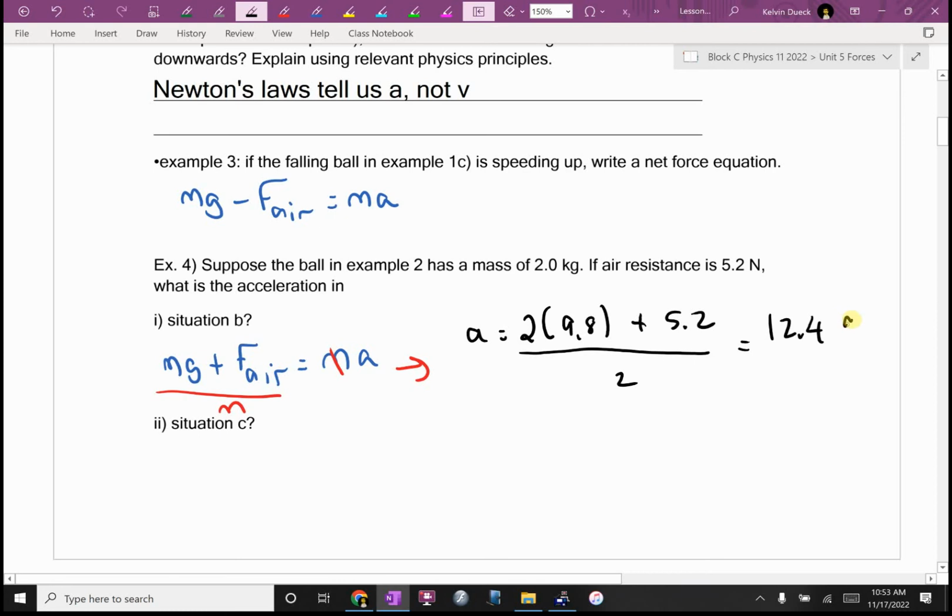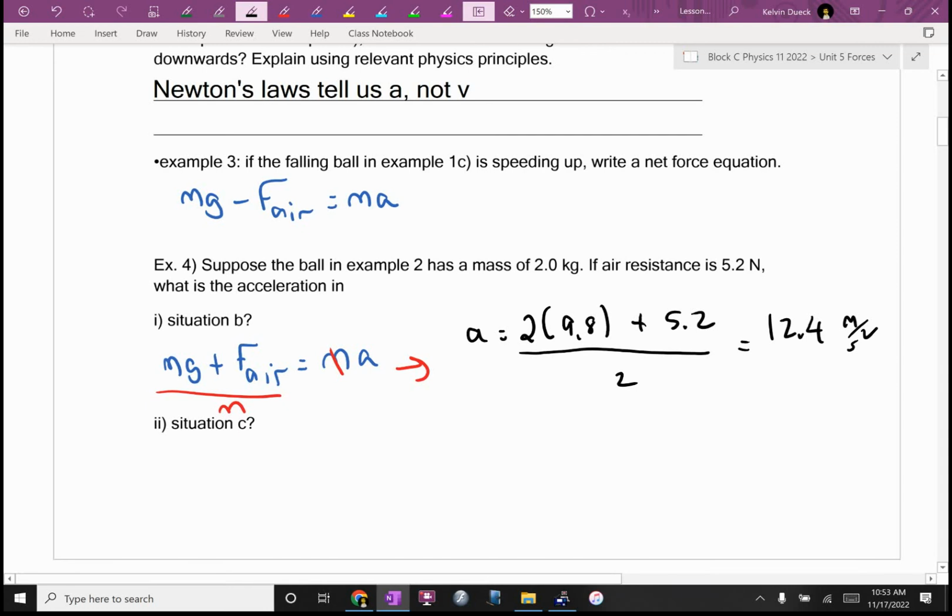Meters per second squared. Mr. Dewick, how can the acceleration be bigger than gravity? Look at the picture. Two things are slowing it down: gravity at 9.8 and air resistance. You know what? I could have predicted that the magnitude was going to be bigger than 9.8, because now two things are slowing it down.